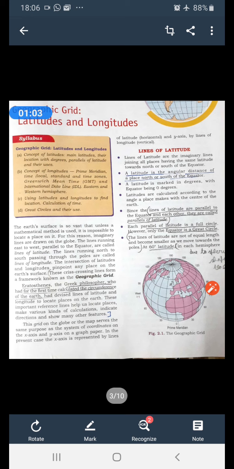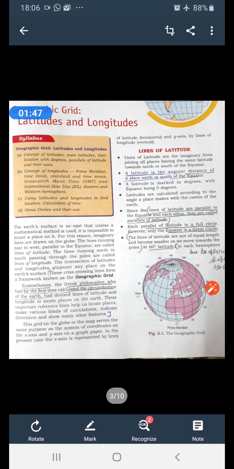Now, coming to the second paragraph, Eratosthenes, the Greek philosopher who had for the first time calculated the circumference of the earth, had devised lines of latitude and longitude to locate places on the earth. These important reference lines help us to locate places, make various kinds of calculations, indicate directions and show many other features. So this grid system was developed by Eratosthenes, who thought it would be easier to understand or locate a place, or do any kind of calculation.